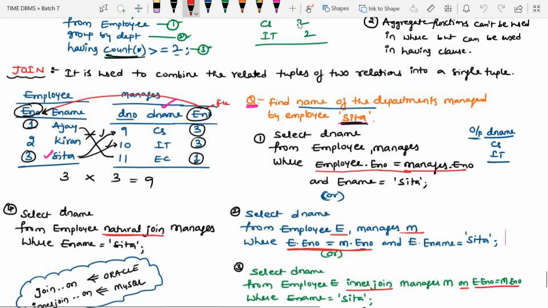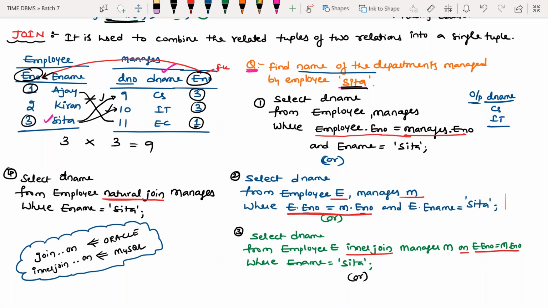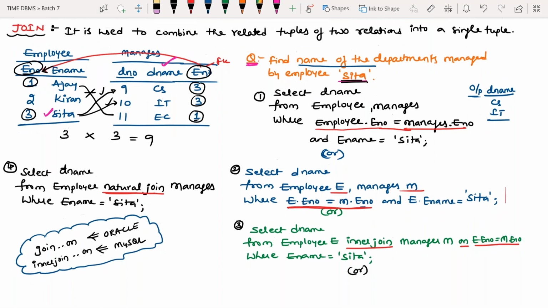Yesterday we discussed joins, group by and having. So now I will be continuing with the joins concept. And what is a join? Join is used to combine the related tuples of two relations into a single tuple. Okay, making related tuples into one tuple is called the joining process.